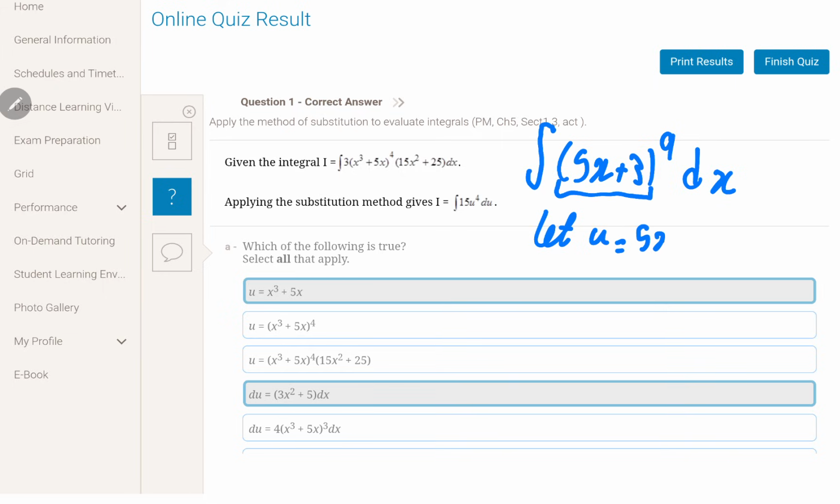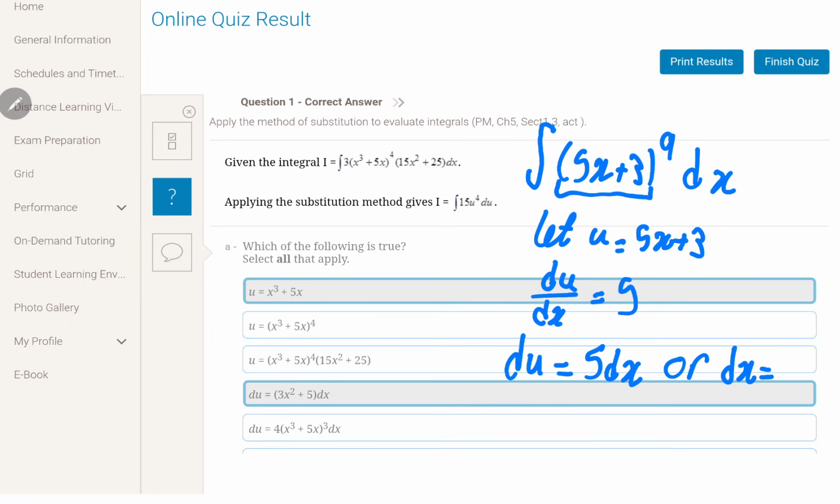So u equals 5x plus 3. Then you differentiate. So du by dx, what is this gonna equal to? This is just gonna equal to 5, right? Now, you can express either du in terms of dx or dx in terms of du. It doesn't matter. In the end, you're gonna get the same result. I'm gonna choose to find du. So du is equal to 5 dx.